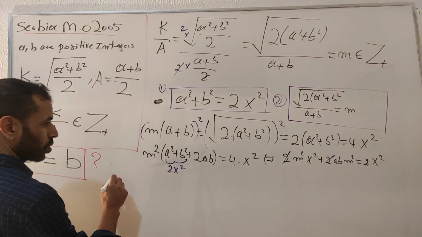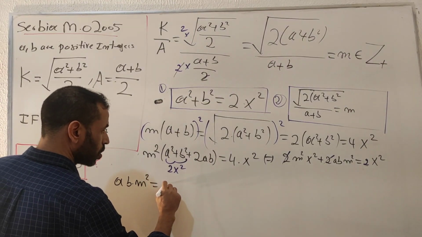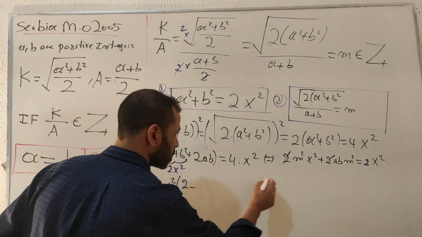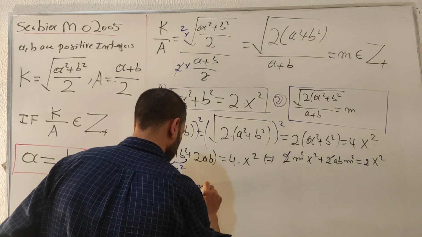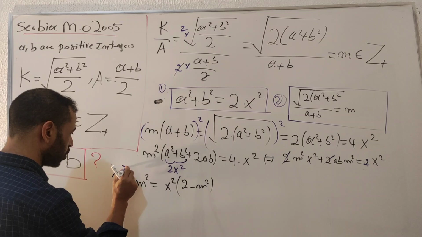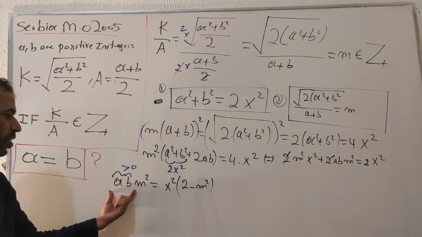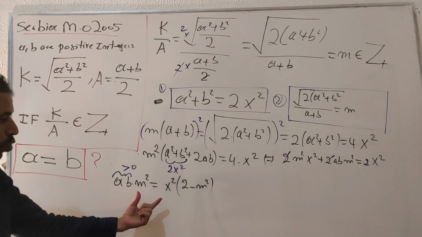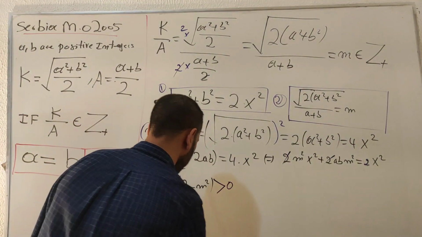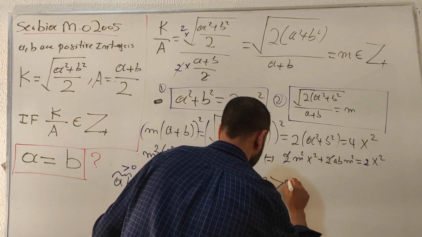So we get here the following. We get ab factor m squared equals x squared factor, by taking x squared as a common factor as well, I get (2 minus m squared). Here is a good thing. We know the product ab is a positive integer. We know m squared is positive. So the left hand side of this equation is strictly positive, which means the right hand side of this equation must be strictly positive as well. Which means 2 is strictly greater than m squared.